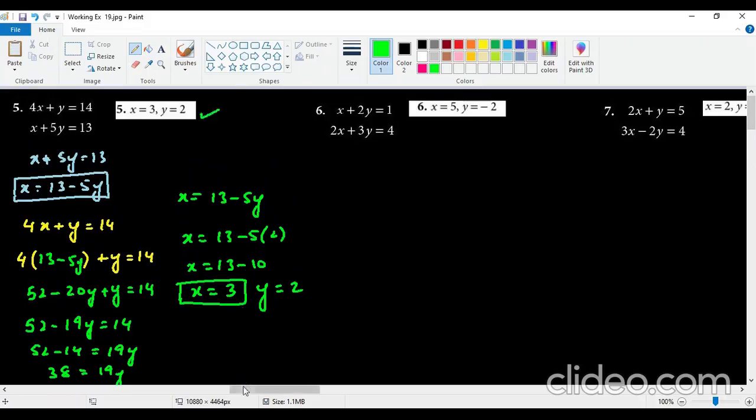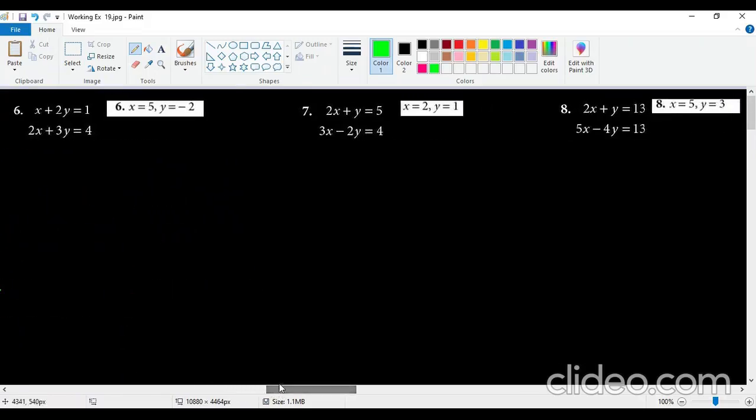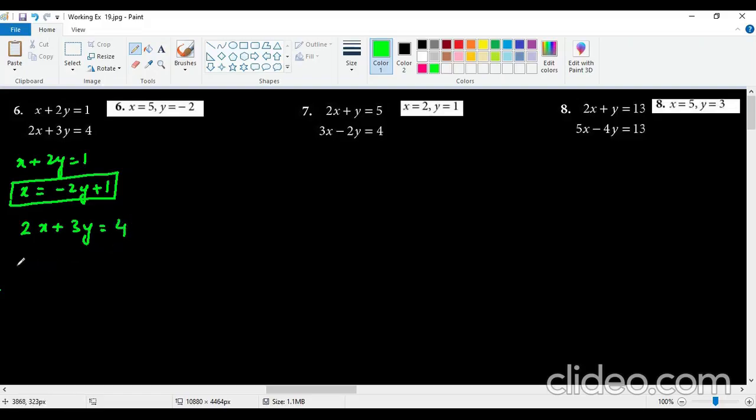In here, the first equation tells us that x plus 2y equals 1. That means x is equal to negative 2y plus 1. This is the value of x. Now I will write the second equation, which is 2x plus 3y equals 4. That means I will write the value of x in the bracket itself, and later we'll expand, like we have done in the previous exercises.